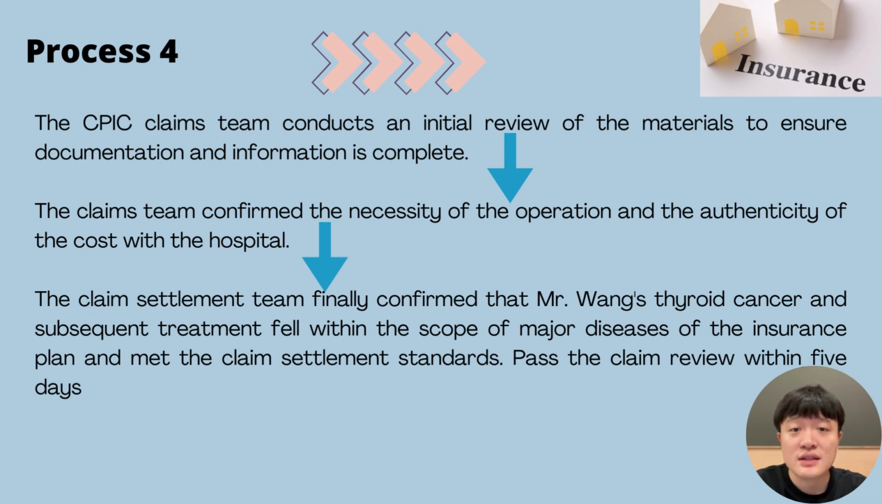documents, it first conducts a preliminary review of the materials to ensure that the documents and the information are complete. After that, the claim adjuster checks with the hospital to confirm the necessity of the operation and the authenticity of the cost. Finally, it was confirmed that Mr. Wang's thyroid cancer and subsequent treatment belonged to the scope of major disease in the insurance plan, which was in line with the claim settlement standard. The claim review was approved, and it only took 5 days.